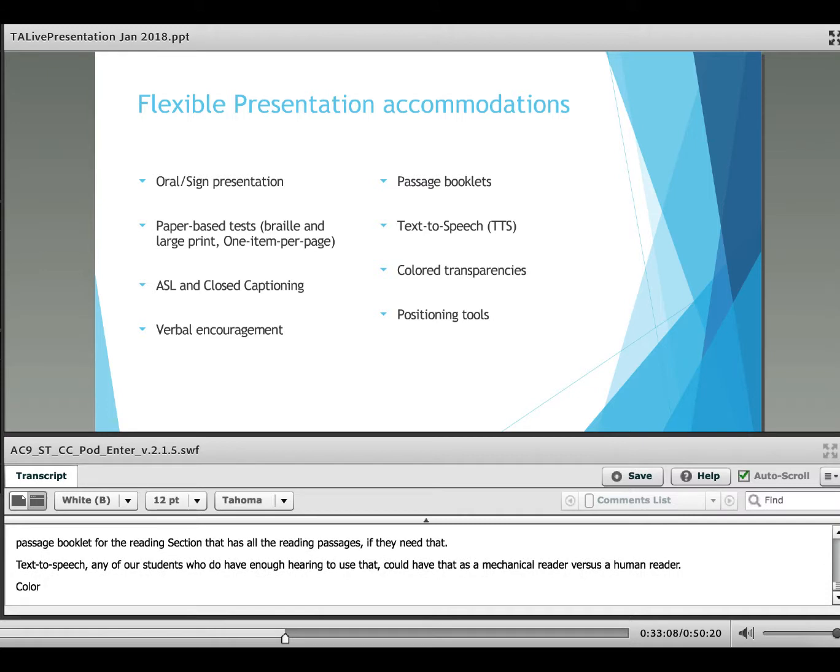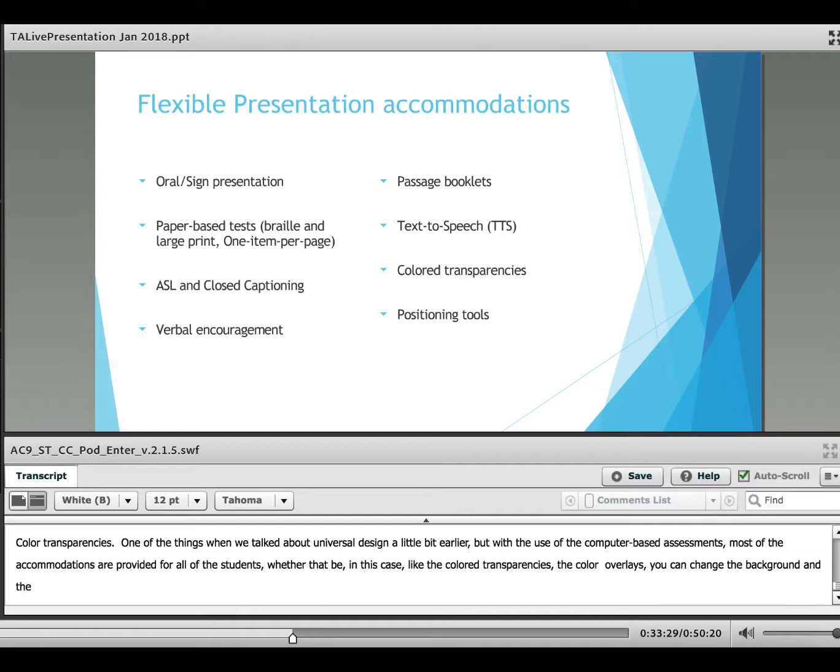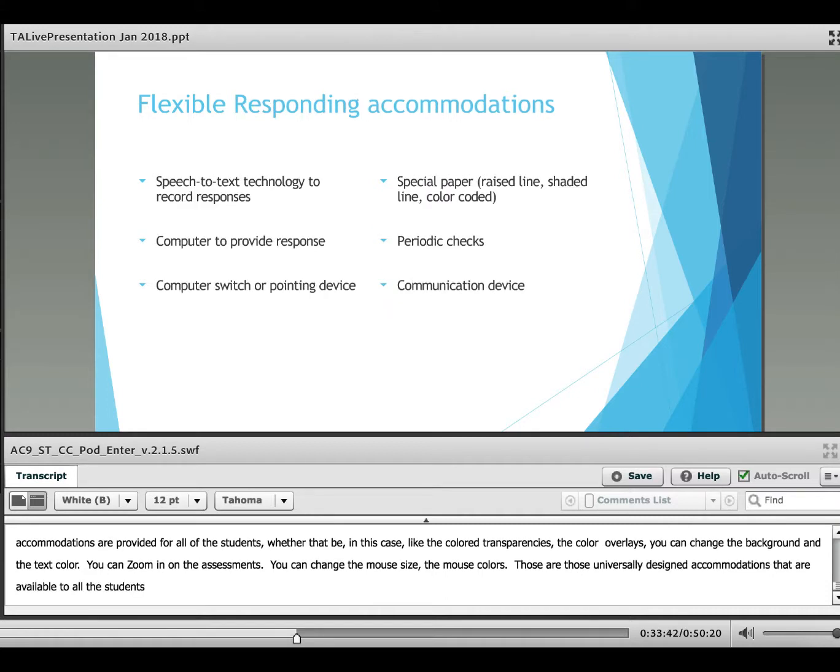Color transparencies: we talked about universal design a little earlier, but with the computer-based assessments, most of the accommodations are provided for all of the students, like the color overlays. You can change the background color and the text color. You can zoom in on the information on the assessments. You can change the mouse size and the mouse colors. Those are universally designed accommodations that are available to all the students.